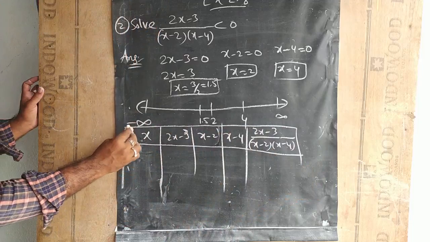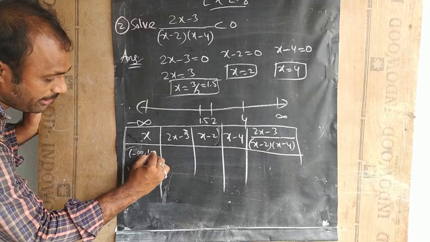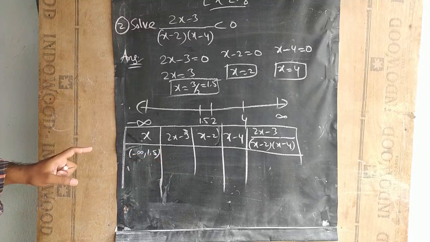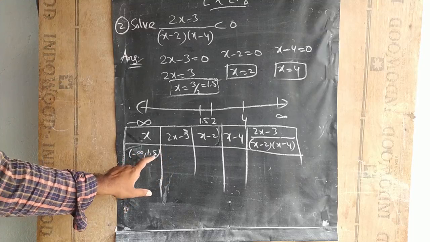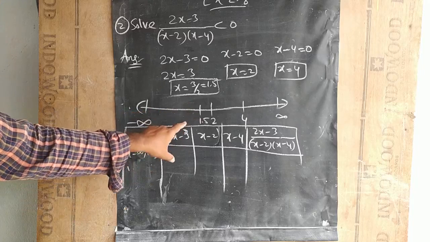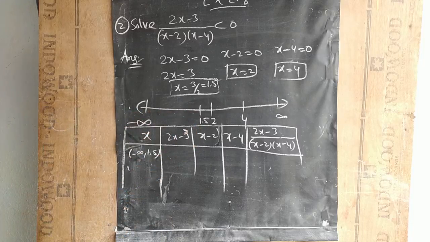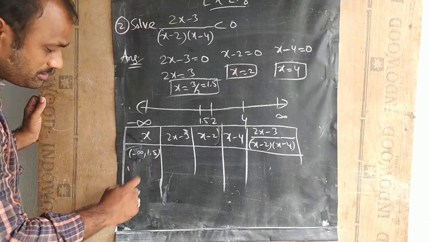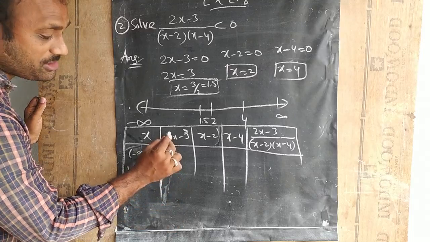What is the interval first? Minus infinity comma 1.5. So if you take minus infinity comma 1.5, students, what value can I take from minus infinity comma 1.5? I can take 1 as my value, because between these two numbers I can take any number. So I am substituting 1 in place of x.